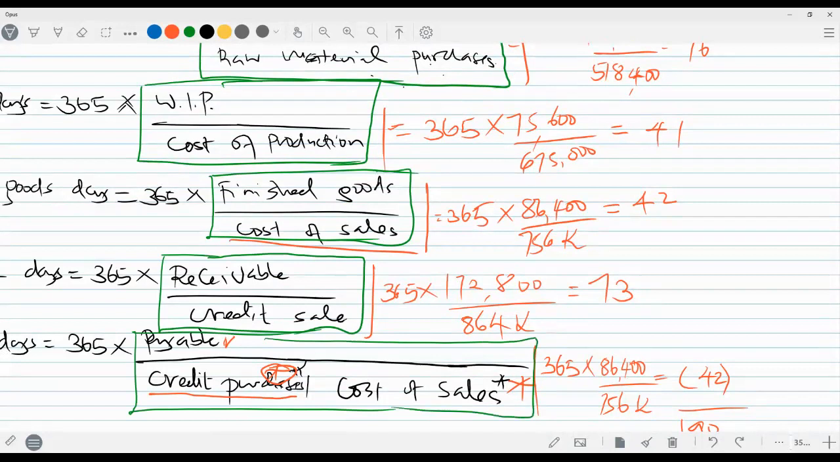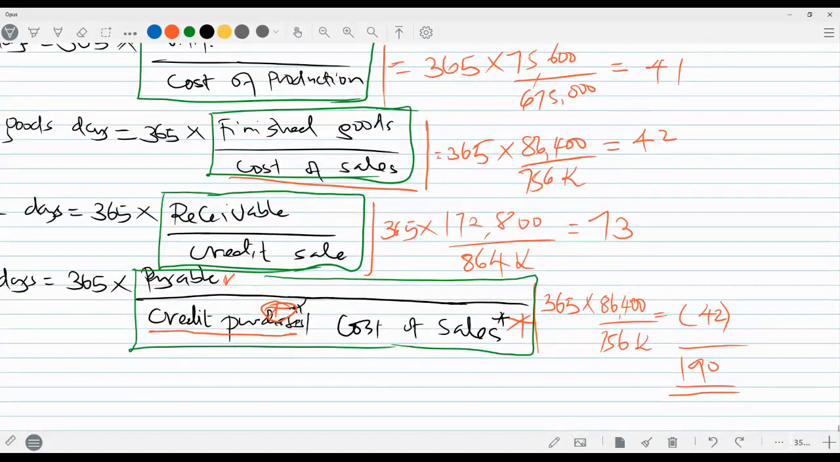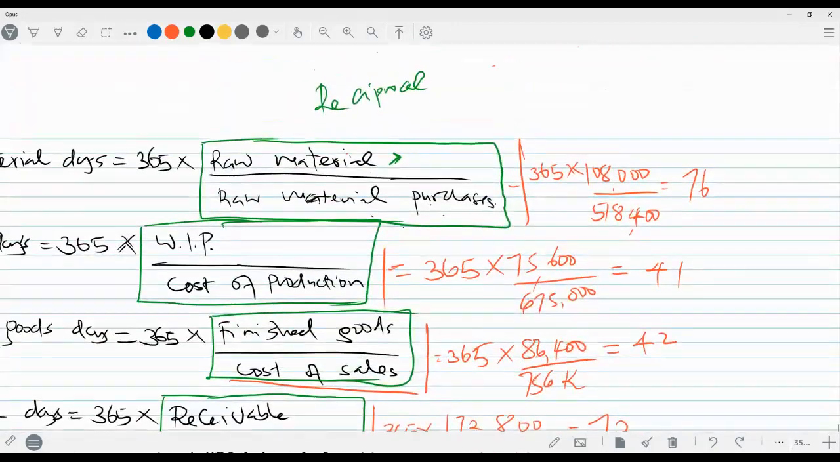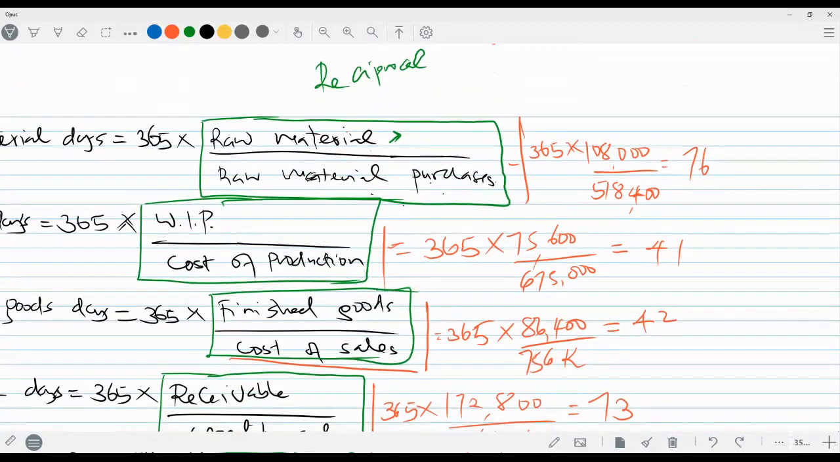For example, in the case of payables, payables turnover is equal to the reciprocal: cost of sale divided by payables. I don't think I will discuss this ratio since I think you have already done them. But the examiner can ask you to get the payables turnover or comment on it. Don't forget, they are simply the reciprocal of these ratios. Clear?